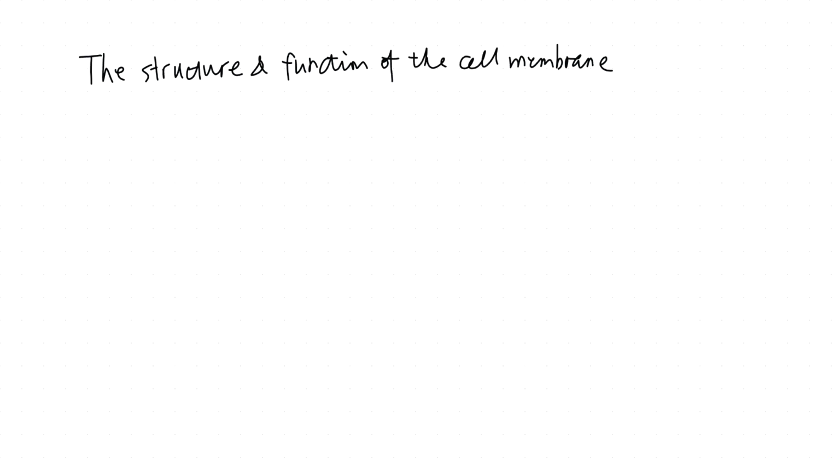Let's talk about the cell membrane. The cell membrane serves several important roles. It provides the structure of the cell, and it also controls the material transport across the membrane. So let's first look at the structure. It's called a lipid bilayer.